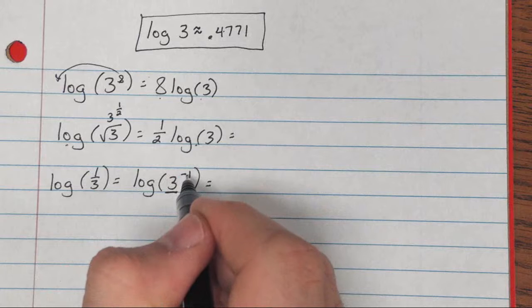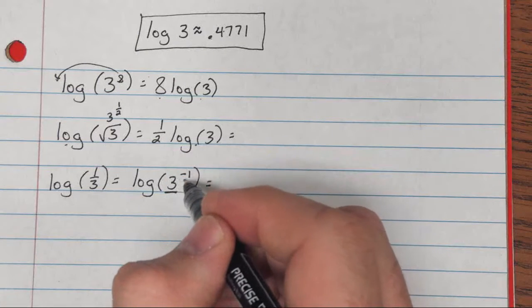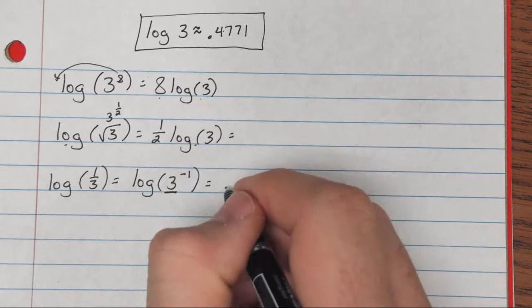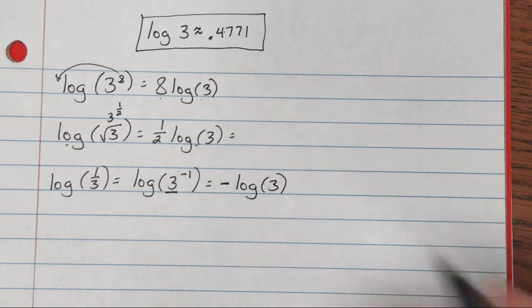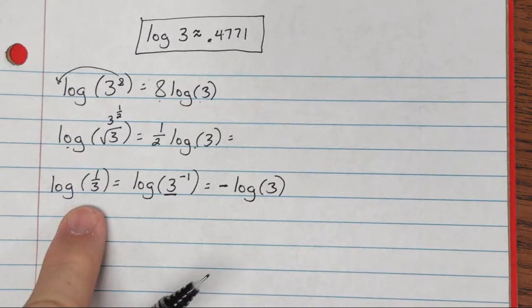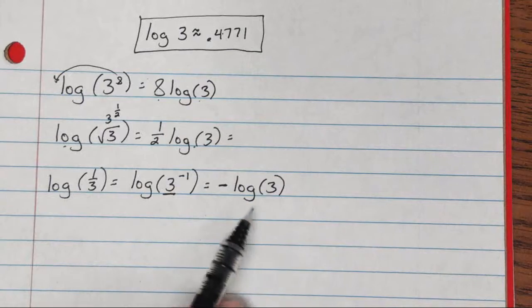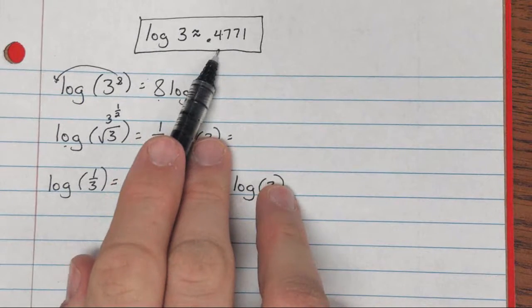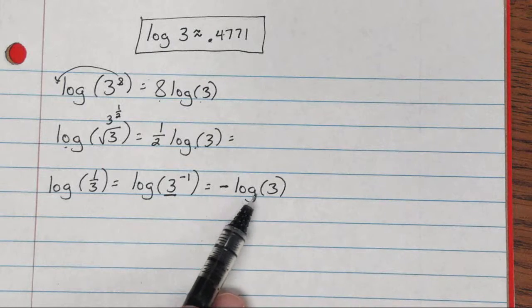Log of 3 to the negative 1, well, since you have an exponent now, that exponent can be moved down front. That's negative 1 times log of 3. So the log of 1/3 would equal negative 0.4771, because log of 3 was that 0.4771. So the log of 1/3 should be negative 0.4771.